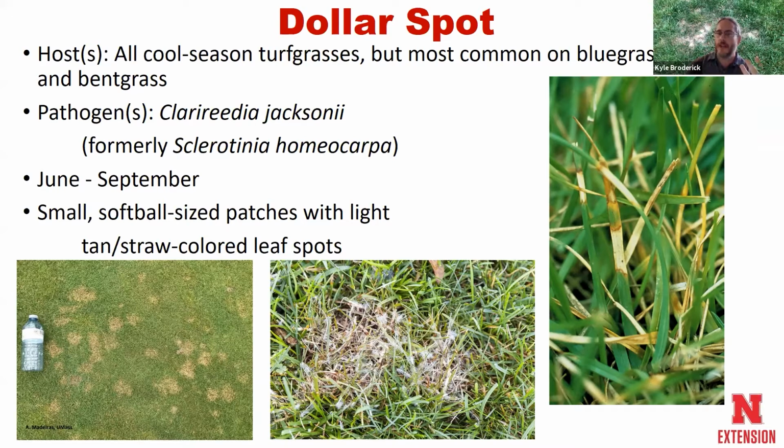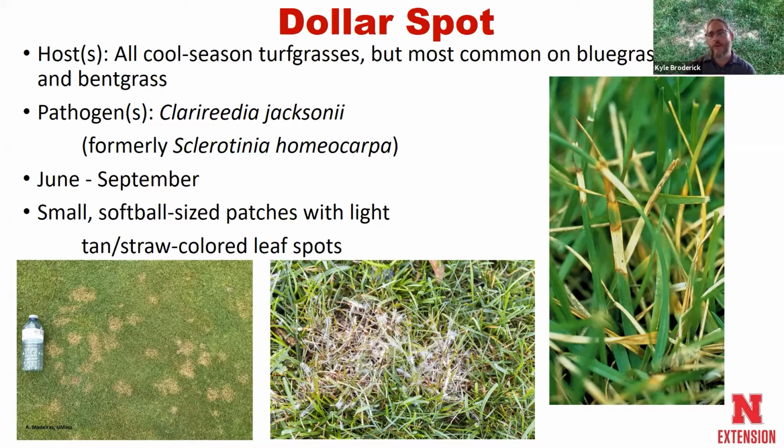But this fungus can affect all types of our cool season grasses. However, we tend to see it much more on bluegrass and on bentgrass. And we'll often see it from about June through September, depending on the weather patterns. And with this one, we often get these small, softball-sized patches. At largest, they'll be maybe about the size of a softball, with light tan or straw-colored leaf spots.